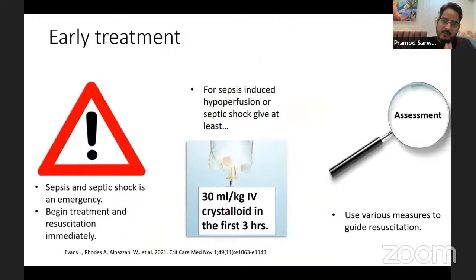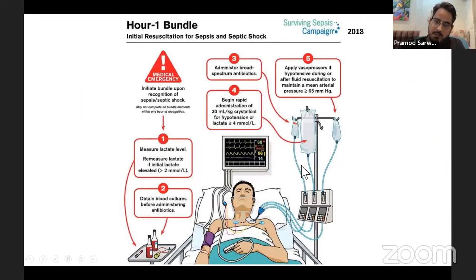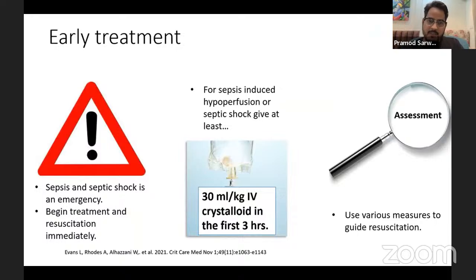So upon recognition, you should initiate the treatment early. Septic shock is an emergency. You should begin treatment and resuscitation immediately. And mind you, all three steps run simultaneously; you can see that all three infusion pumps are running: the fluid, antibiotic, and vasopressors. So for sepsis-induced hypoperfusion and septic shock, give at least 30 ml per kg of IV crystalloid. Begin immediately, to be given within 3 hours, and use various measures to guide resuscitation.